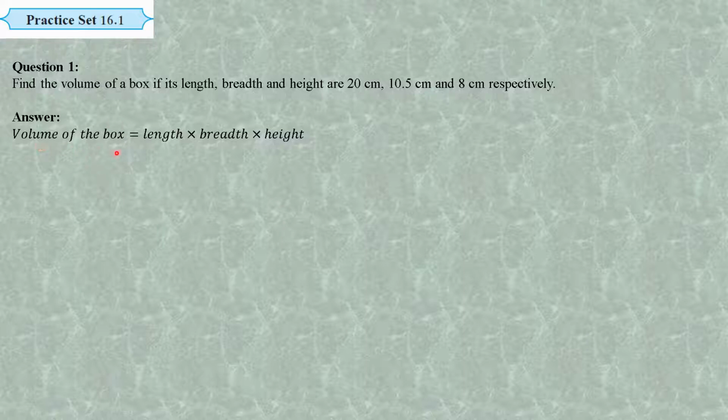So volume of the box, or volume of the cuboid, is length multiplied by breadth multiplied by height. Substituting the values of length, breadth and height, we get 20 into 10.5 into 8, and after multiplying we get 1680 centimeter cube. So the volume of the box is 1680 centimeter cube, or we can also write it as 1680 cc, that is cubic centimeters.